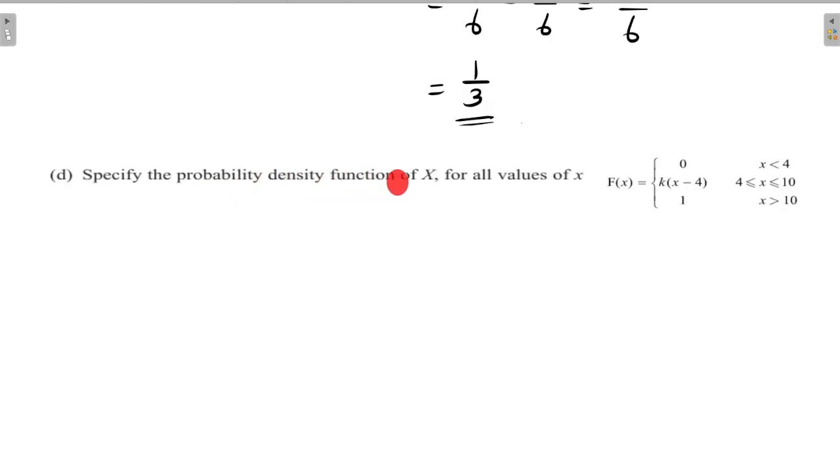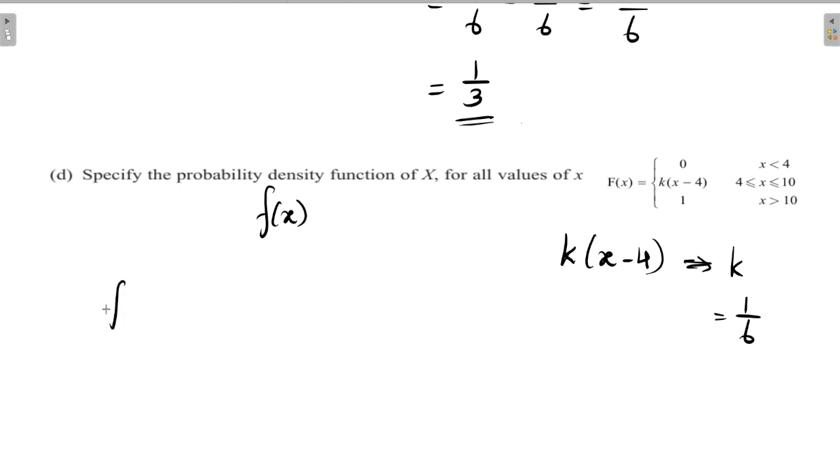Specify the probability density function of x. The probability density function is denoted by f of x. This given distribution is the cumulative distribution function. When we differentiate the cumulative distribution, it is converted into a probability density function. Differentiation of 0 is 0, differentiation of 1 is also 0. Only k into (x minus 4) can be differentiated, and its differentiation is only k. The k value is equal to 1 by 6.